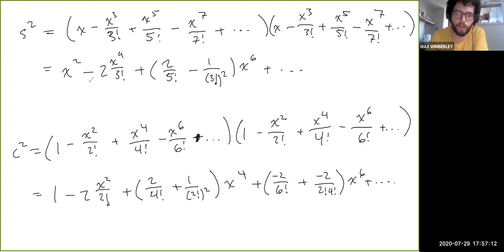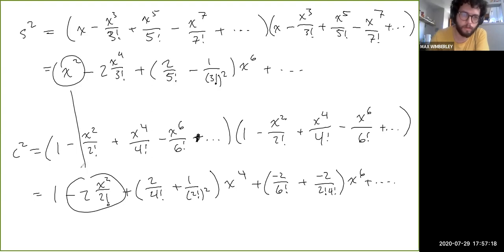So let's just check that these actually cancel out. We saw that this is going to cancel out with this. So let's see what this is. This is 2 over 24 plus 1 over 4, so this is 1 over 12.